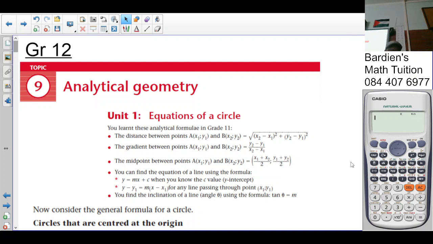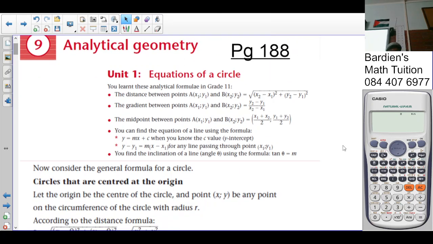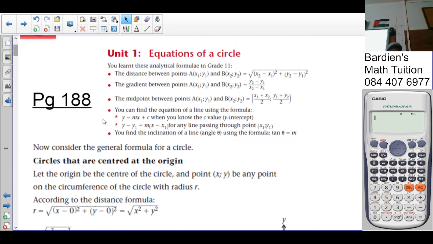So analytical geometry, in the introduction we are told, and this is on page 188, you learned these analytical formulas in grade 11. We spoke about the distance, which is the square root of x2 minus x1 squared plus y2 minus y1 squared. The gradient is change in y over change in x, which is y2 minus y1 over x2 minus x1. Then you spoke about the midpoint of a line, which is x1 plus x2 over 2, y1 plus y2 over 2.